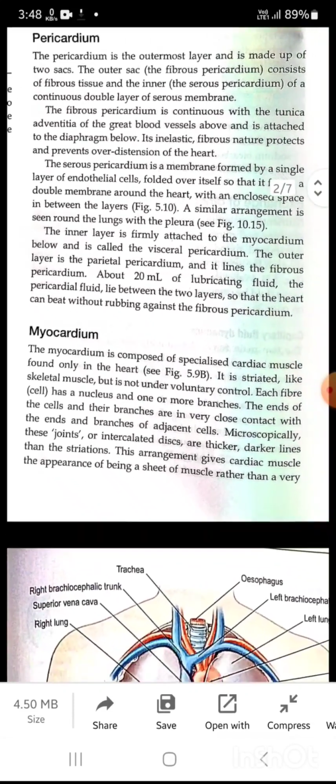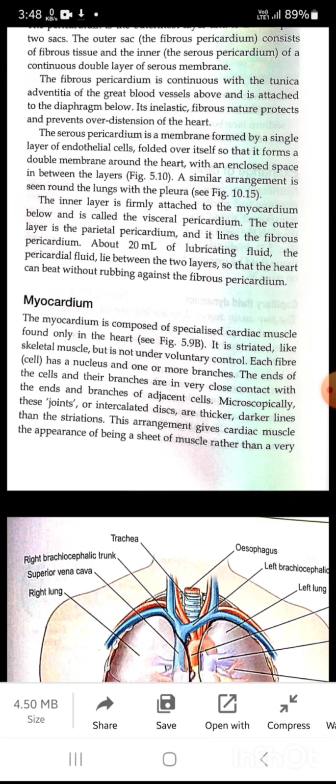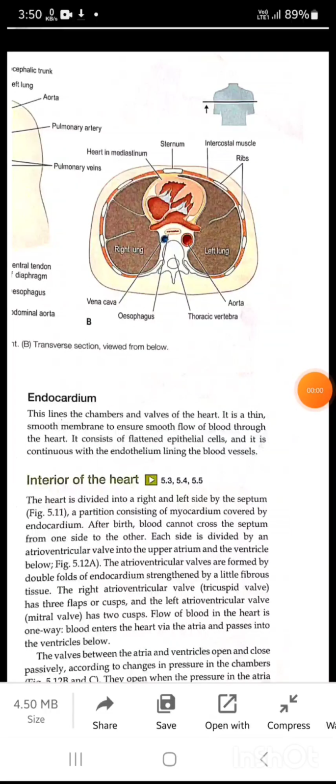The second one is the myocardium. Myocardium is composed of specialized cardiac muscle found only in the heart. It is striated like skeletal muscle but is not under voluntary control. It is not under our control. Each fiber, meaning cell, has a nucleus and one or more branches. The ends of the cells and their branches are in very close contact with the ends of the branches of the adjacent cell.